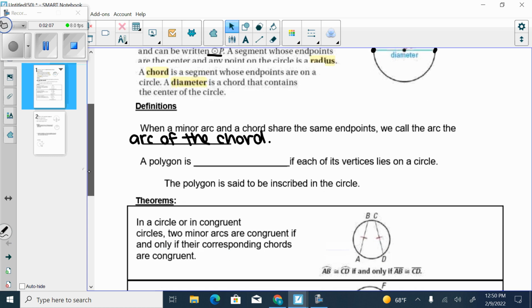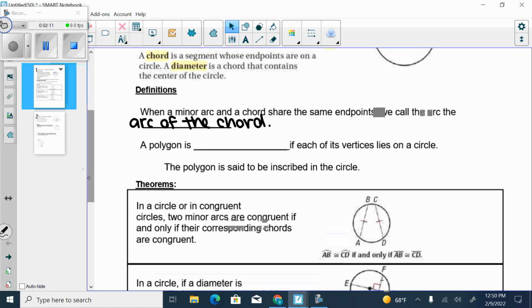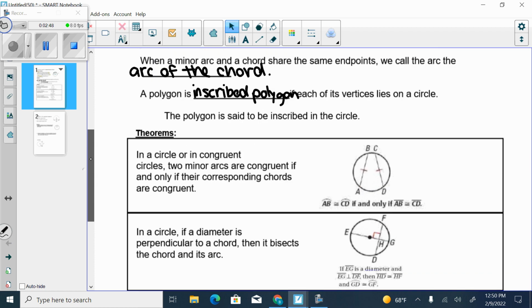Okay. All right. Next, a polygon is an inscribed polygon if each of its vertices lie on a circle. Okay, so as long as that shape has all of its vertices on the circle, it is inscribed. So basically the opposite of circumscribed that we learned the last time, right? That was when the figure was outside. Here is where the figure is inside. Okay. All right, and then we've got a few new theorems.